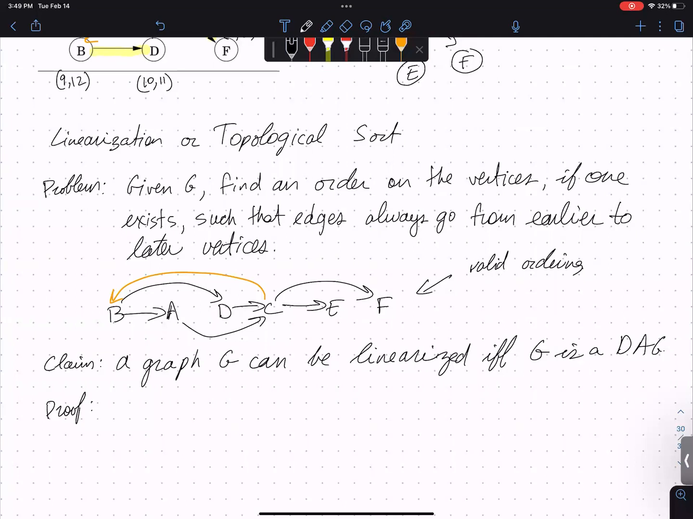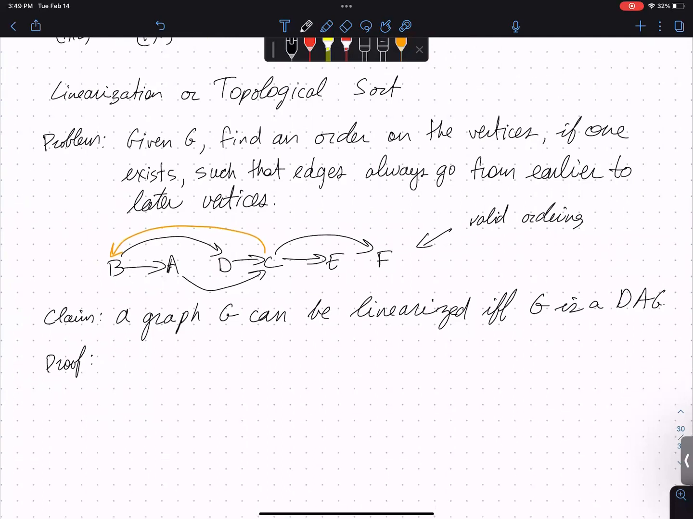So again, it's an if and only if statement. So we have two separate things to prove. Let's prove the easier direction first. Let's say G can be linearized. Suppose G has a linear ordering.